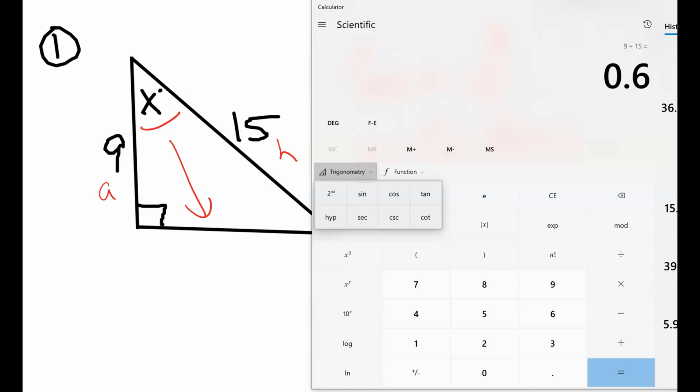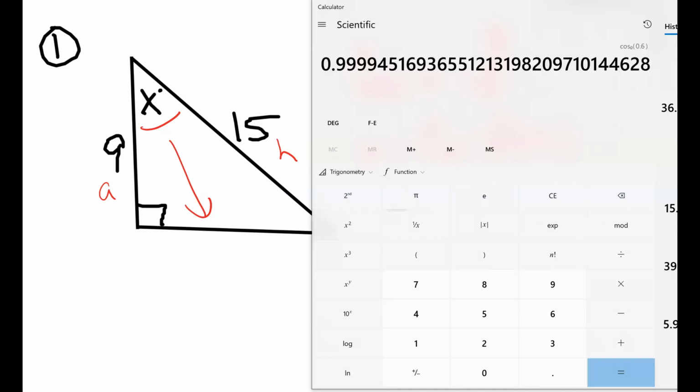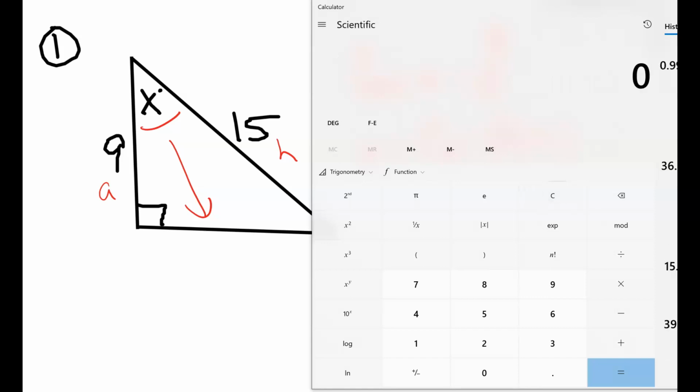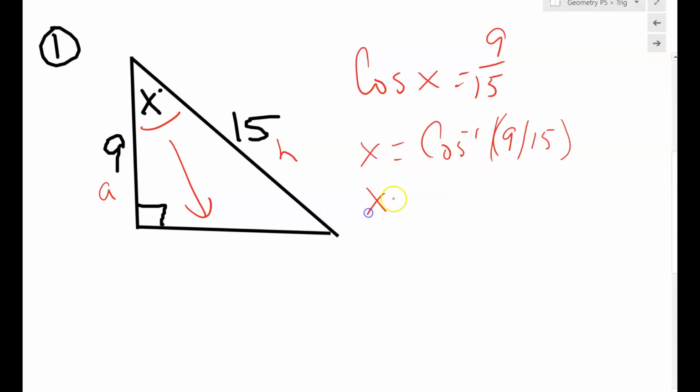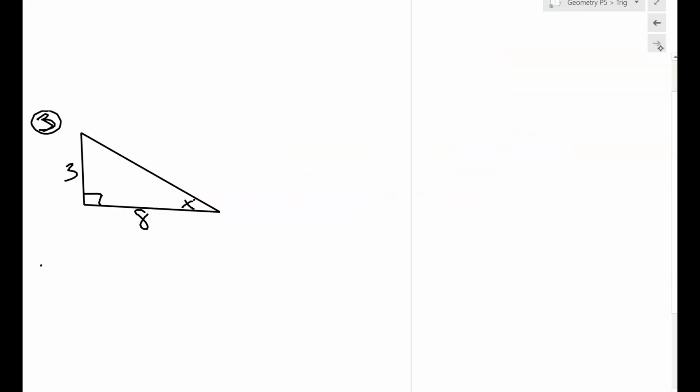Second, what was this, cosine, right? Oops, I goofed up. You guys see what I did wrong? If you look up here at the top, I did not do the inverse. So clear that out. Let's try that again. 9 divided by 15, enter. Go up to trig, second, and then cosine, and then we're good at 53.13. And it is degrees. Get in the habit of writing that so we know the difference between these problems and the previous ones.